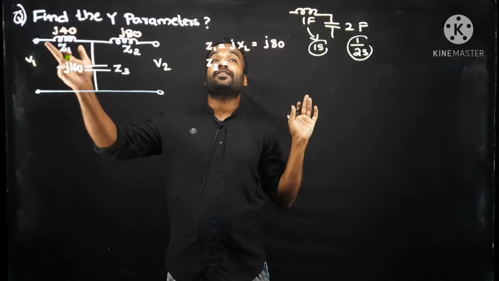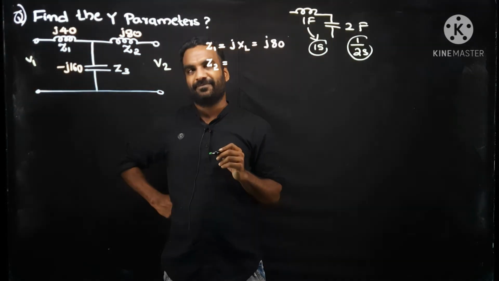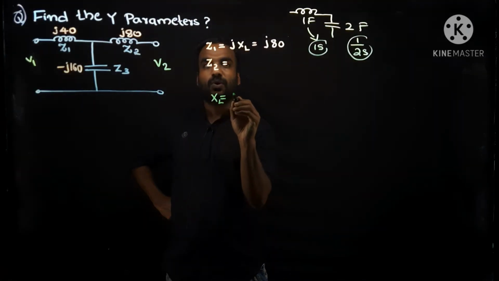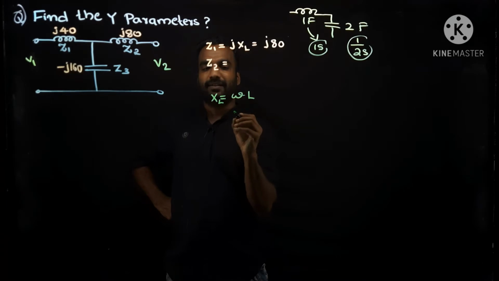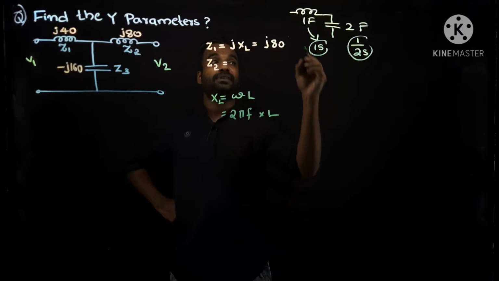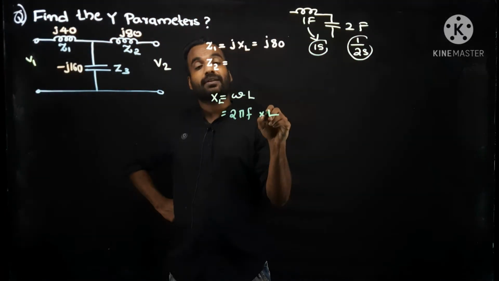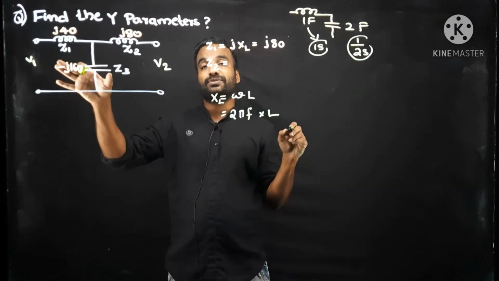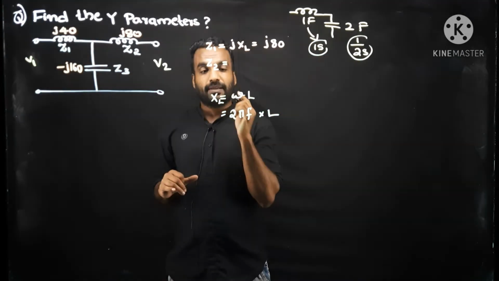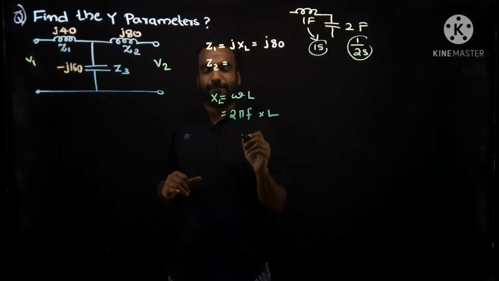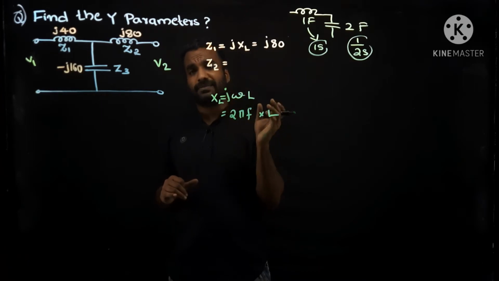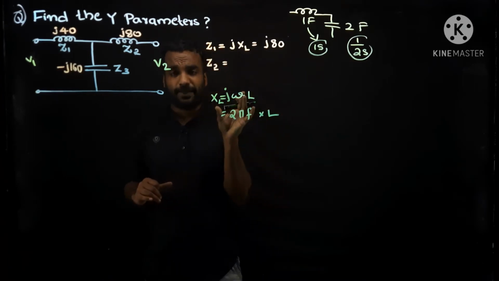They are already converted to X. What is X? XL is equal to omega into L. Omega is 2 pi into frequency, into L. Suppose this is 1 henry. The basic question has already converted this value into an X value, that is 2 pi F into L. And generally they add a J operator for representing its imaginary behavior.